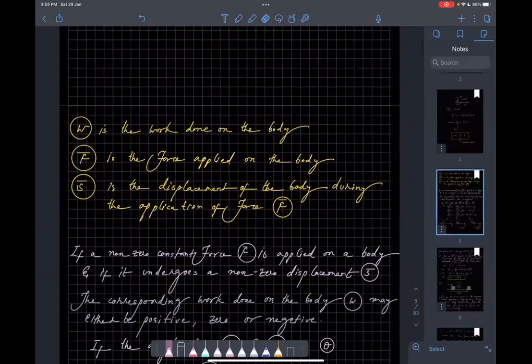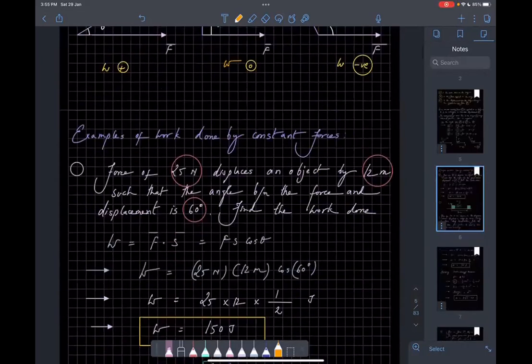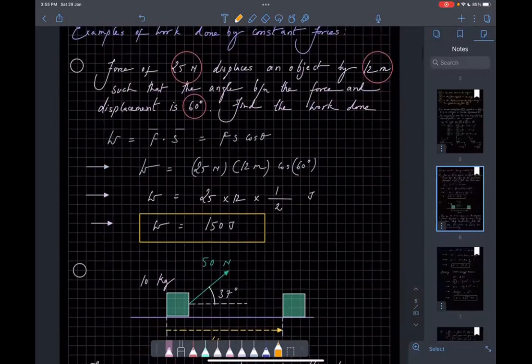Okay, anyway. Now, see, if the angle between force and displacement is an acute angle, then work done is positive. If it is 90 degrees, a right angle, then work done is 0. And if the angle is obtuse, then work done is negative. Why? Because cos value is positive in the first quadrant, it is negative in the second quadrant, and it is 0 if theta is 90. I have drawn that here. That is very clear. Now here one simple question.